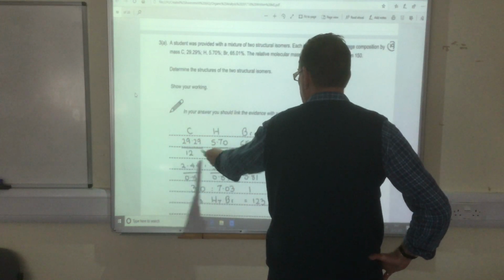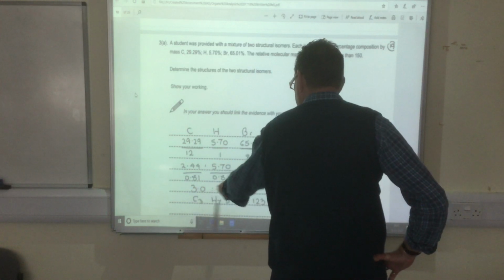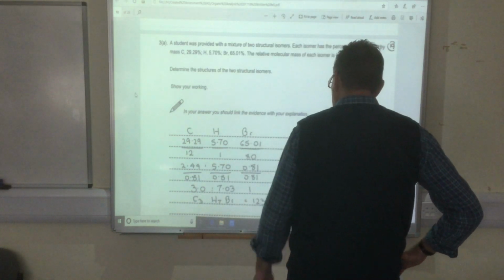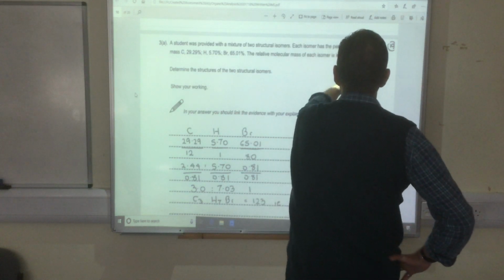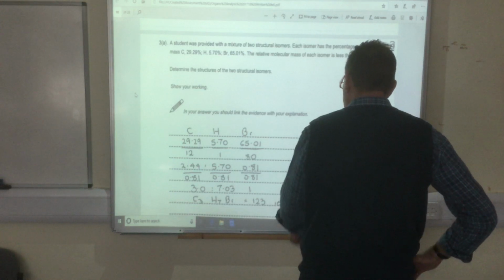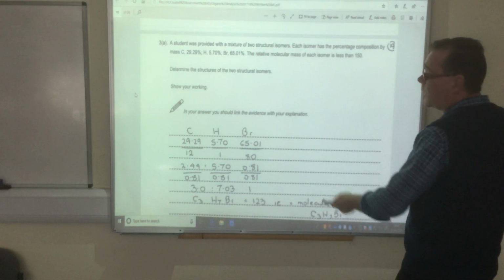Okay, there's nothing else I can do. Work that out. C3H7Br equals 123, less than 150, so there's no doubling up. So that's its molecular formula. This is an odd question, this. That's its molecular formula, right?